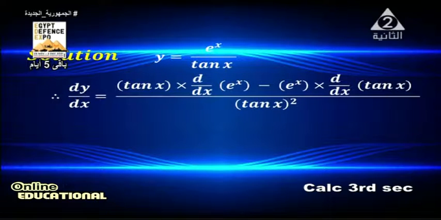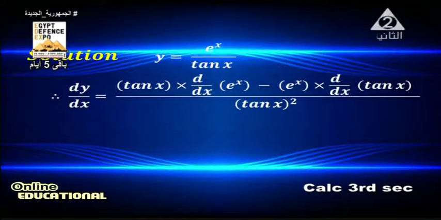10x, which is the function in the denominator, multiply the derivative of the function in numerator, 10x multiply the derivative of e to the power x dx by dx, minus the function in numerator e to the power x multiply the derivative of the function in the denominator, which is 10x, all over tan x all to the power 2.